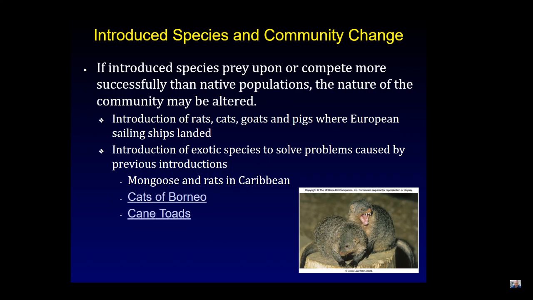And then I have two videos linked there, cats of Borneo as well as cane toads. Those are two other invasive species. We're ending on that, and it's very quickly talked about, but please watch those videos and understand how invasive species interact, right? They're existing species that now come into a new community and overwhelm that community and then kind of take over in a sense.